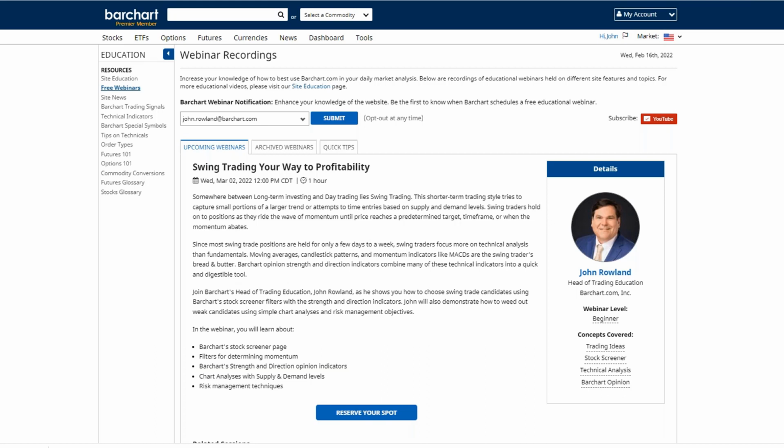We'll look at how to decipher momentum using our stock screeners and our strength and direction indicators. And I'll give you some simple rules in terms of risk management to help you decide if this is a good trade or one that maybe I want to pass on.